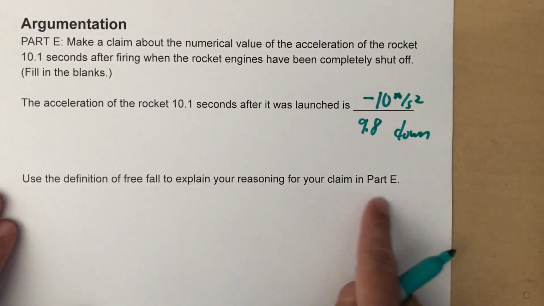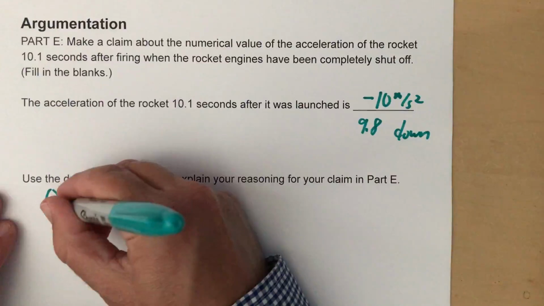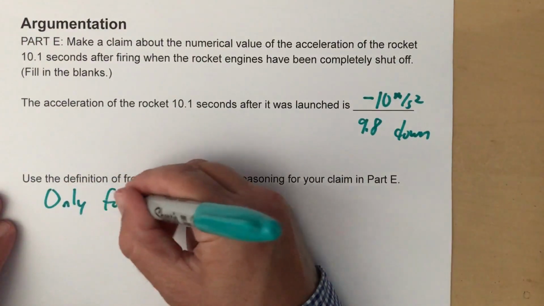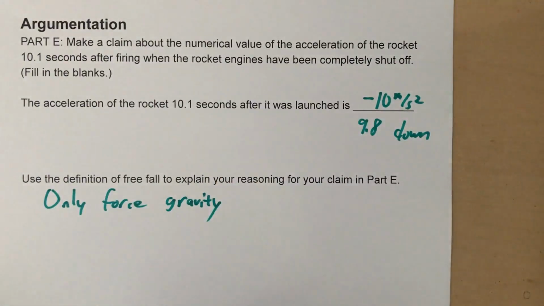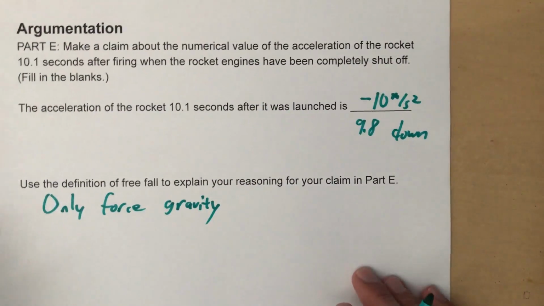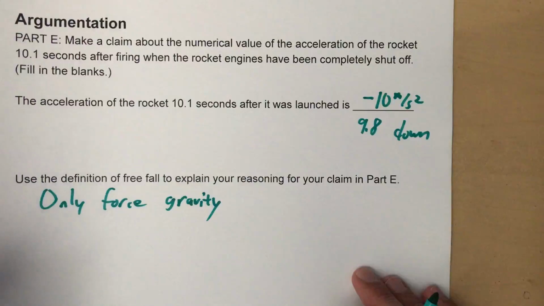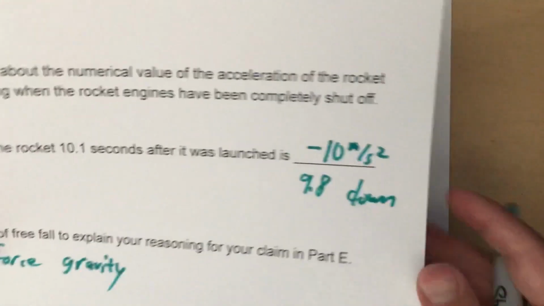And use the definition of free fall to explain your reasoning. Well, the only force in this case is gravity. And that is the definition of free fall. The force of the rocket is now gone. And there won't be any air resistance, we'll assume, so it is in free fall.